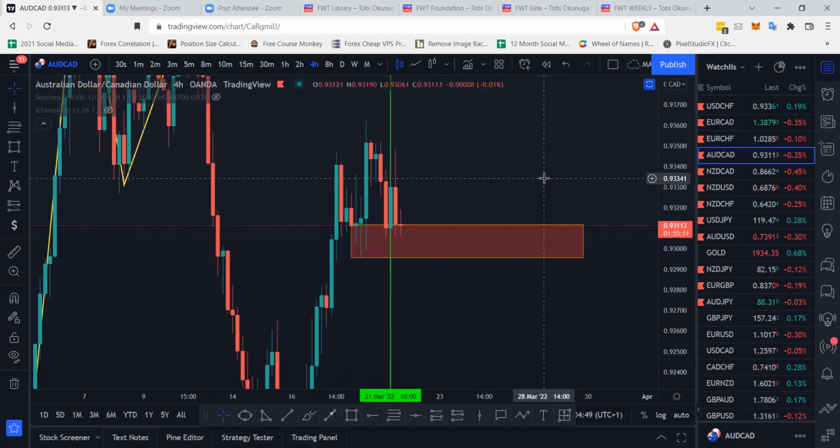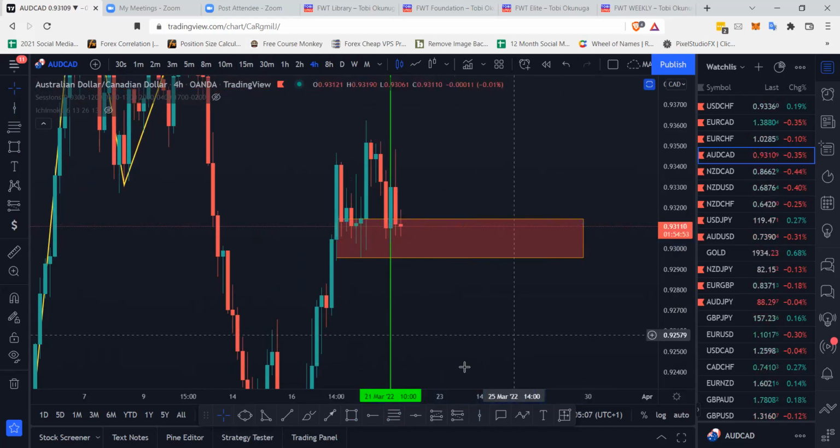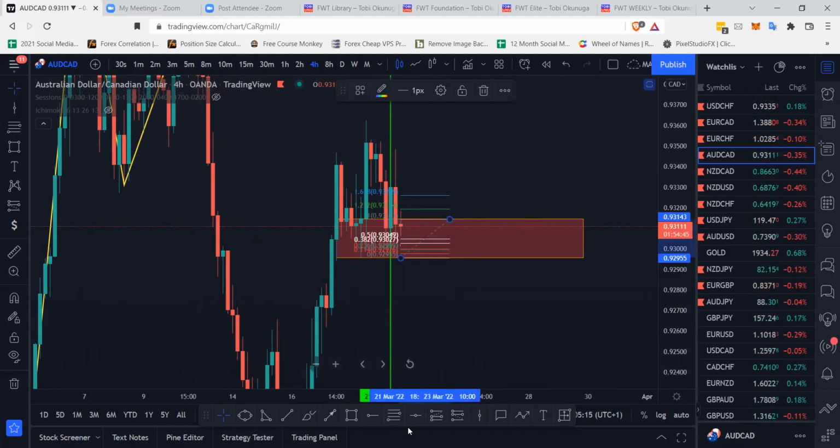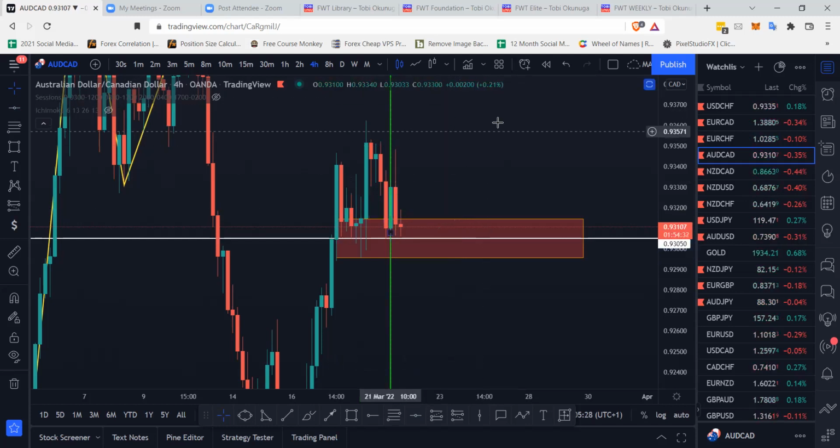So if we go to 15 minutes, has price entered the median line yet? Let's check it out. You can also consider this zone. So let's try and get the median line. Take our fibs from here to here. Okay, yes, price has touched the median line from here.